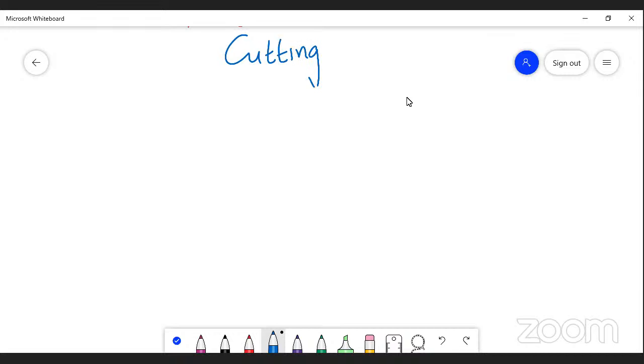As I said at the very beginning, cutting is a method in which a part of a plant is cut into pieces. This piece is placed in suitable soil, where it grows and develops and forms a new organism. That is called cutting. Now, cutting is broadly divided into three types. The first type is root cutting, the second type is stem cutting, and the third type is leaf cutting.